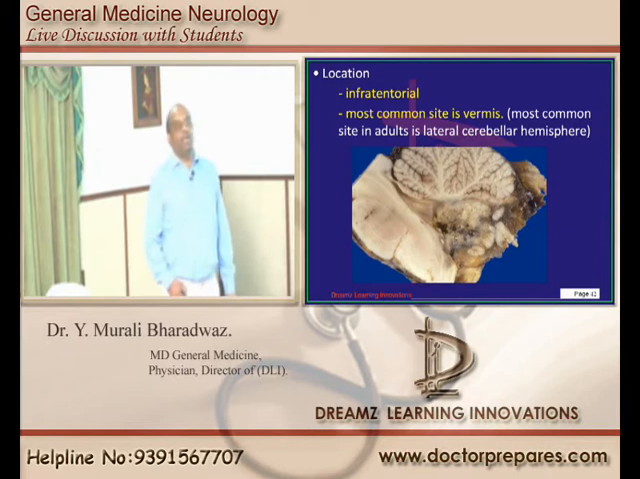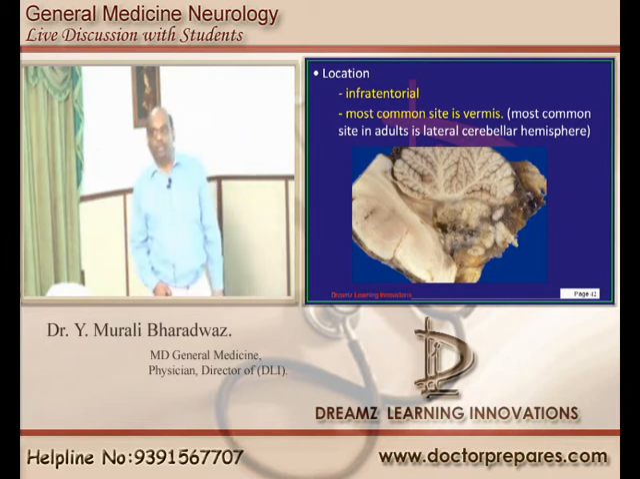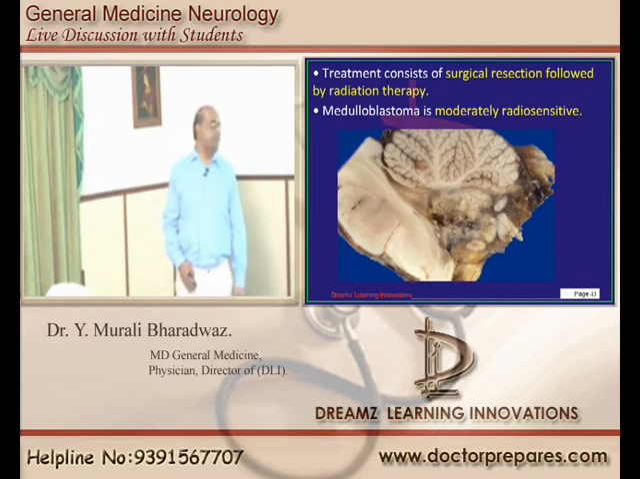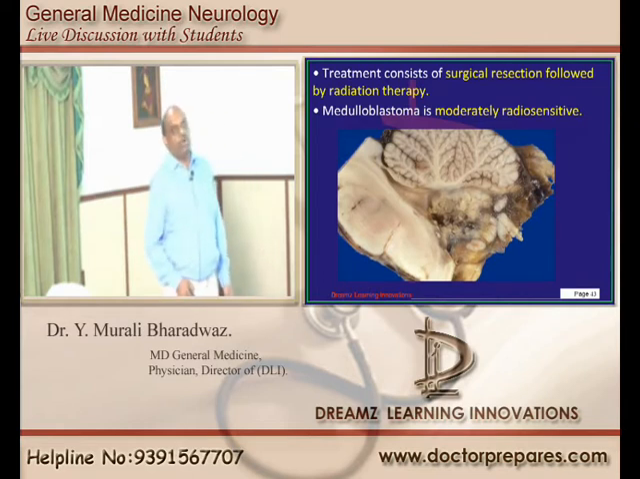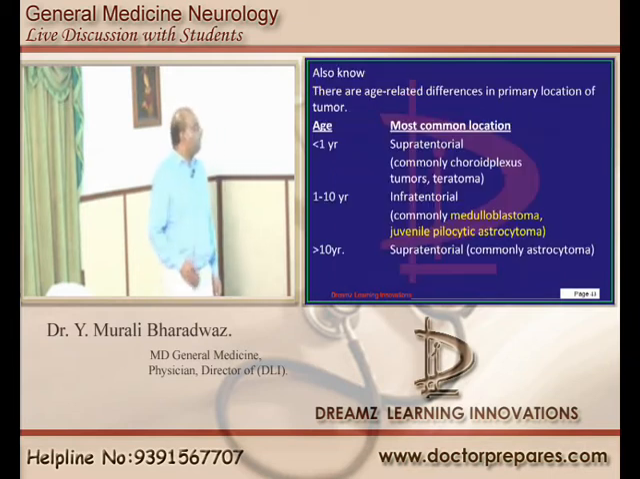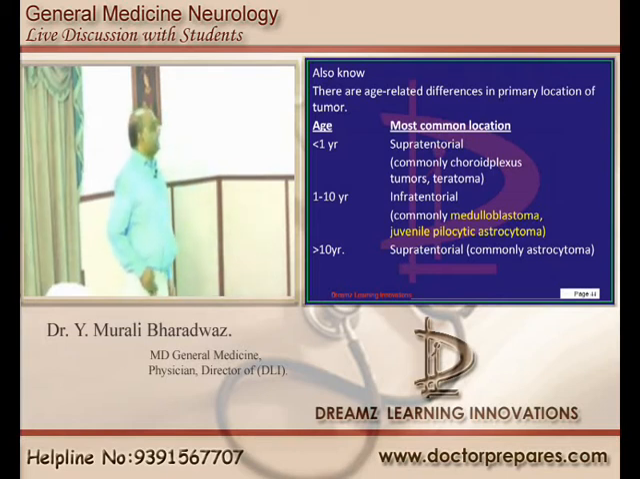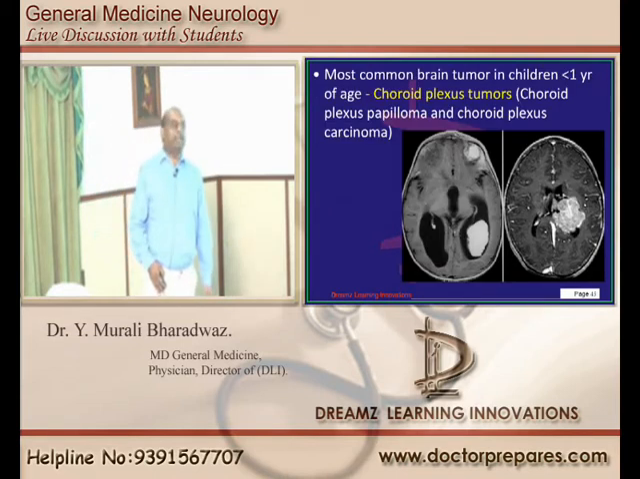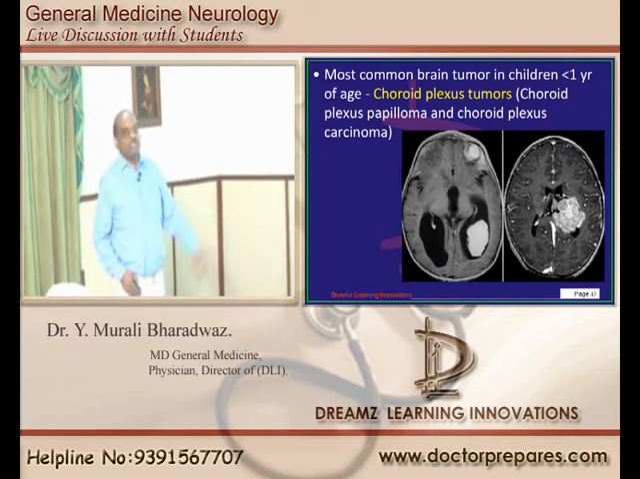And some parts of the cerebellum decide the tone. So which parts decide what? I think you already had an adequate discussion. Mainly it is surgery followed by radiation. And medulloblastoma is moderately radiosensitive, is what you need to appreciate. Now if you look at the various tumors, less than 1 are all supratentorial, 1 to 10 are infratentorial, more than 10 are once more supratentorial. And it is astrocytoma that is common at more than 10, less than 1 is commonly the choroid plexus tumors, and 1 to 10 is generally medulloblastoma.